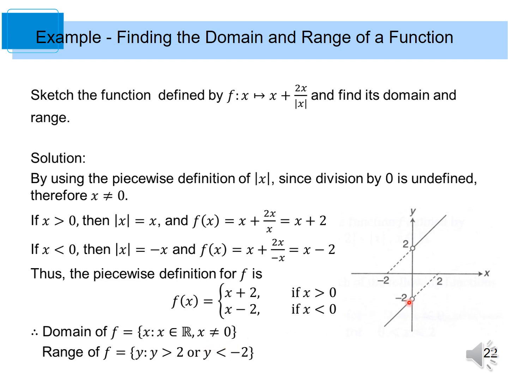And how about the range? For the range, you refer to the y-axis. Look at the line here, meaning that this area has the line until negative infinity. So you can write y < −2. And this area is undefined, so it's nothing. And how about this side? It's defined. There exists the line. So y > 2.